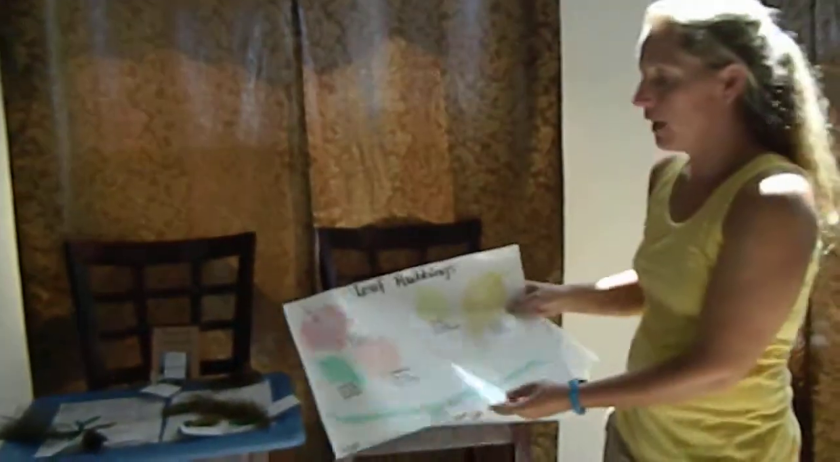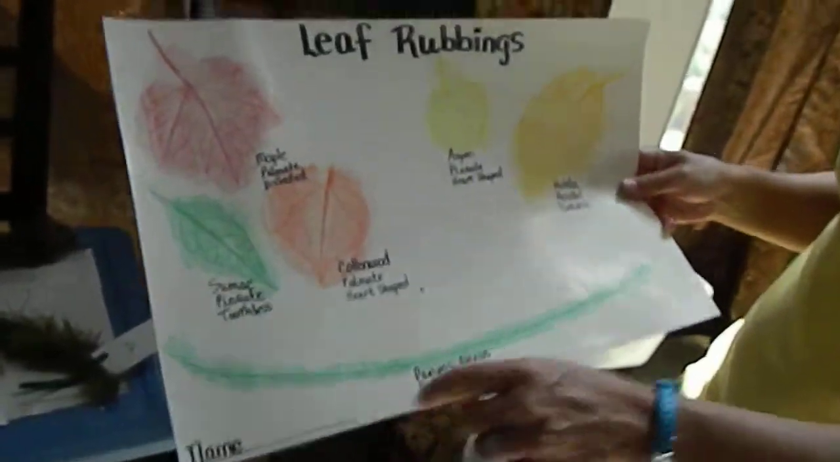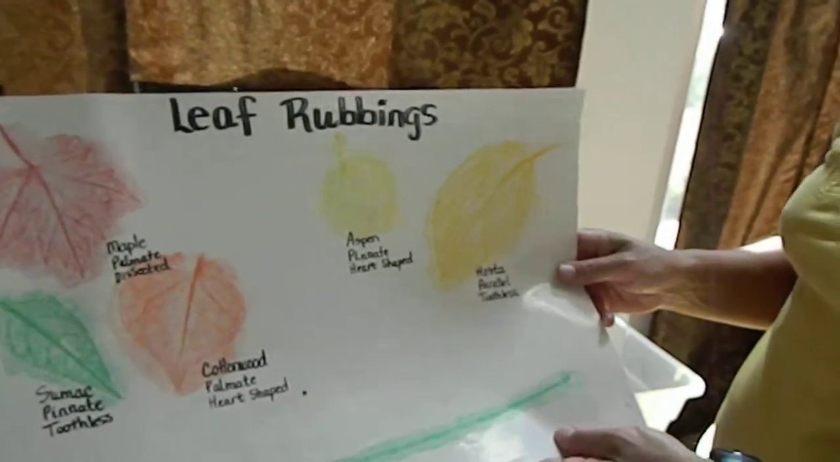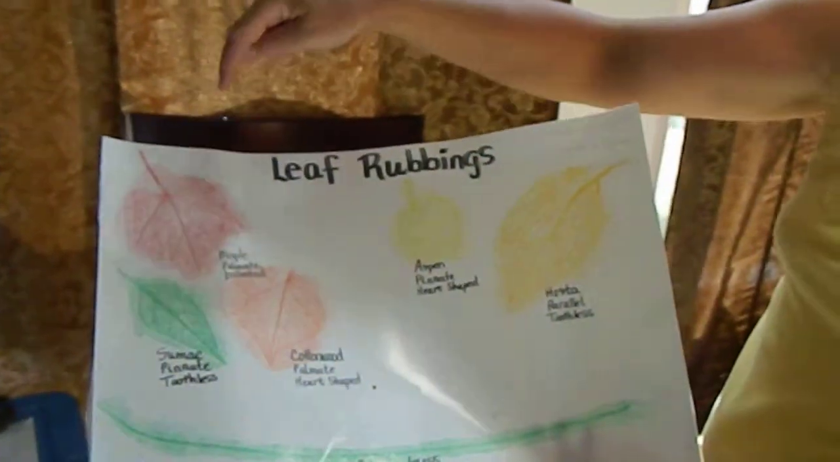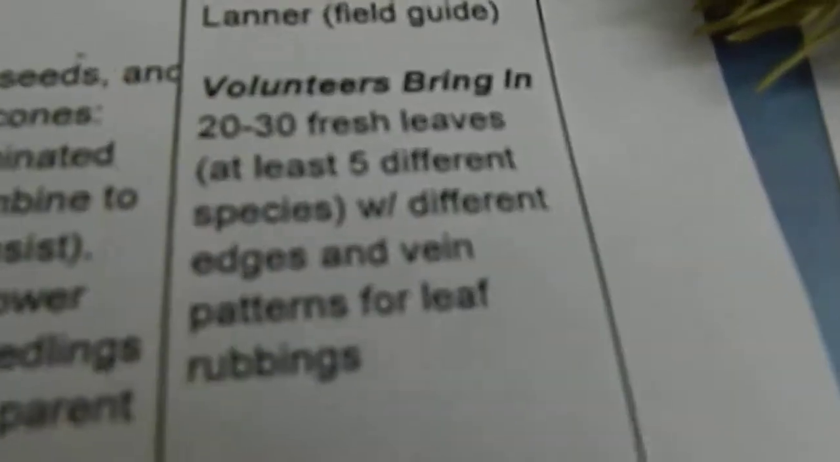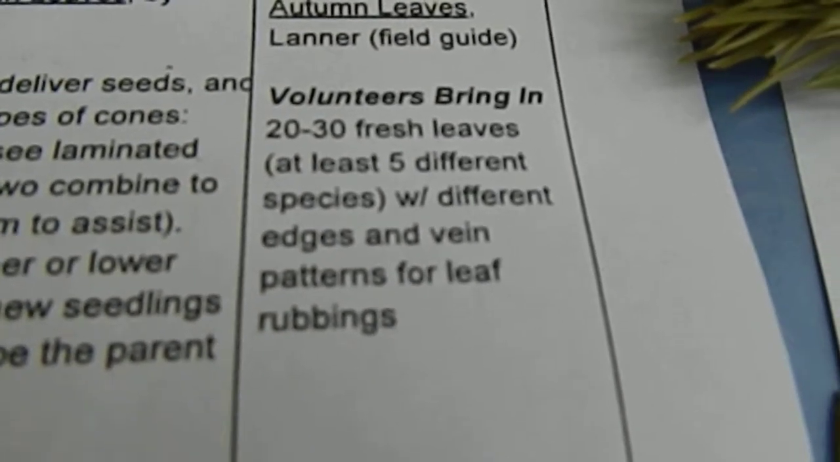Part 2 is leaf rubbings. And this is a craft take-home. Students need to put their name on it. I'd have them write leaf rubbings on it, but you don't have to. You need to bring leaves for this activity. Whoever runs it needs to bring leaves. I'd bring, like it says, 20 to 30 fresh leaves.